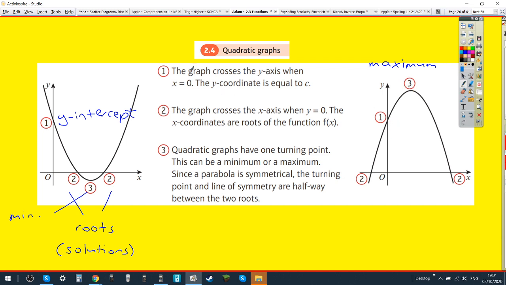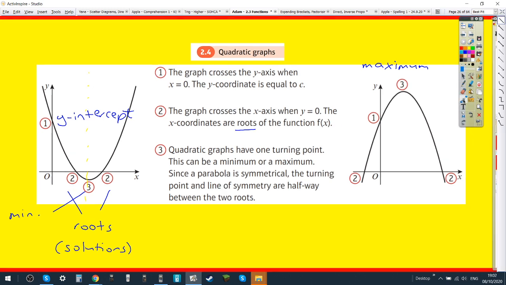Yes, so the y-intercept is when x is 0. The roots are when y is 0. They call it roots there. This shape is called a parabola. You've got minimum and maximum. And these are called turning points because the gradient goes from negative to positive or positive to negative. And it's symmetrical about the minimum or maximum.